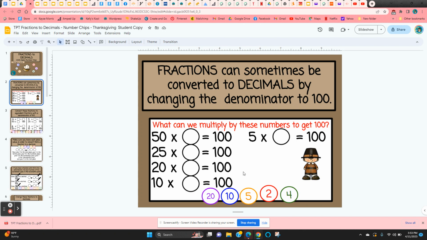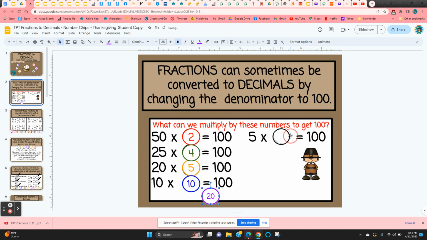So this slide, the first slide students are going to be interacting with, just ask the students what they multiply times each of these numbers in order to get 100. So it's very simple. Students can get practice moving the chips. And then to move them into place, they just click and hold on the edge, and then they can move them where they like. So 50 times 2, 25 times 4, 20 times 5, 10 times 10, and 5 times 20. Just a reminder to the students what they multiply times each of these numbers in order to get 100.